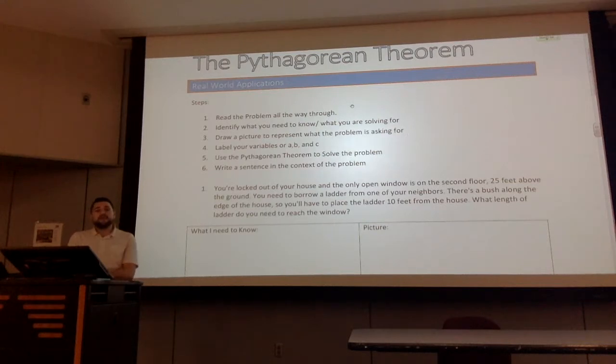We're going to begin by reading the problem all the way through, and then we're going to identify what we need to know and what we're solving for. That's going to lead us to drawing a picture to help us represent what sides A, B, and C are, and what their measures are. Then we're going to label those variables like we did in the first target, use the Pythagorean theorem to solve the problem, and then the only difference with these problems now is that we're going to write a sentence in the context of the problem.